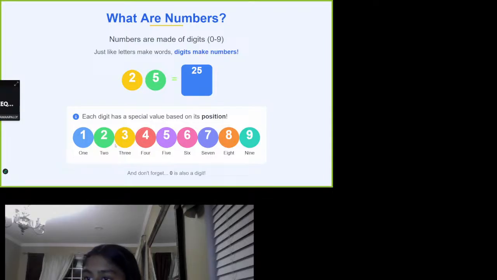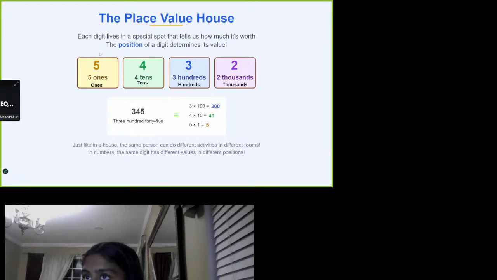Each digit has a special value based on its position. Like 1, 2, 3, 4, 5, 6, 7, 8, 9, and 0 is also a digit. Each digit lives in a special spot that tells us how much it's worth. The position of a digit determines its value. 5 ones, 4 tens, 3 hundreds, and 2 thousands. These are all digits with different place values.